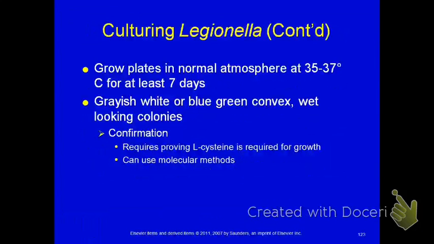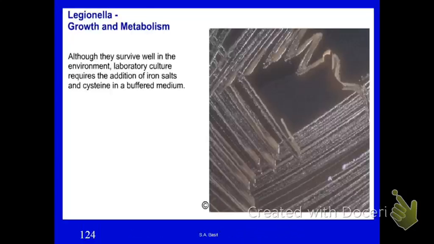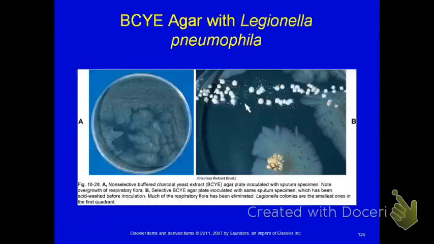So if you want to confirm, you add L-cysteine. If the growth is enhanced, then you might as well use a molecular method for further confirmation. This is an example of BCYE growth of the colonies. The addition of iron salts and cysteine in a buffered medium will enhance the growth of Legionella. Another example of BCYE.